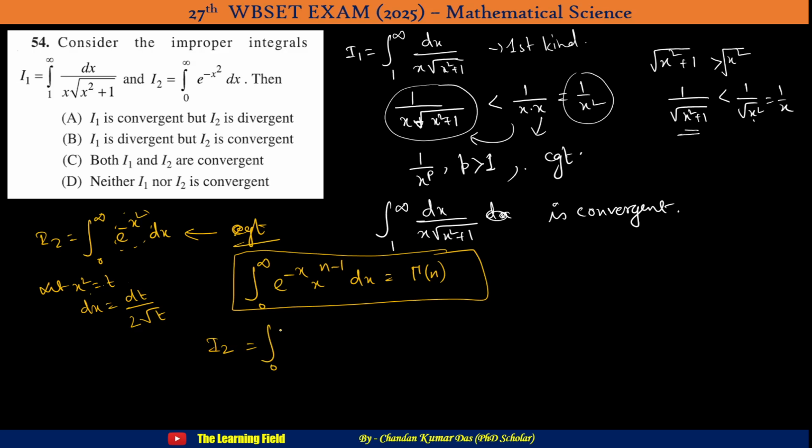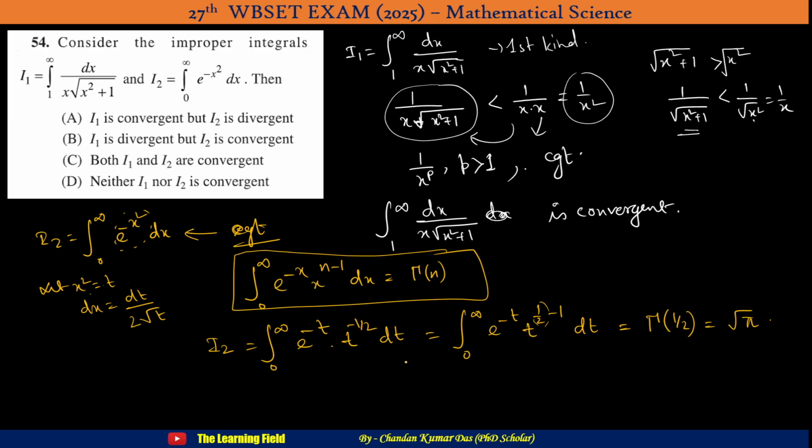This is equal to integration 0 to infinity e to the power minus t into dt by root t. That means t to the power minus half into dt. We can write integration 0 to infinity e to the power minus t into t to the power half minus 1 dt. Therefore, n value is half, and the value of this integration is gamma half. And we all know that the value of gamma half is root pi.